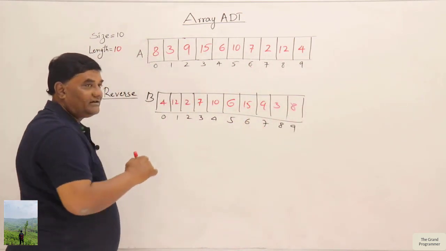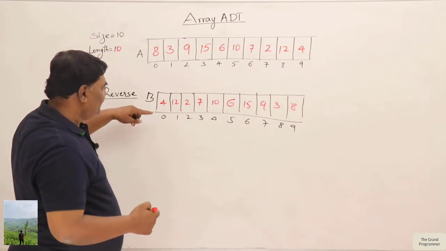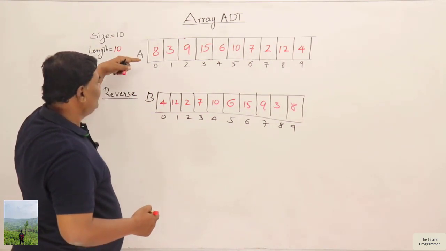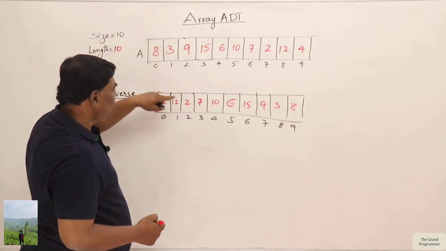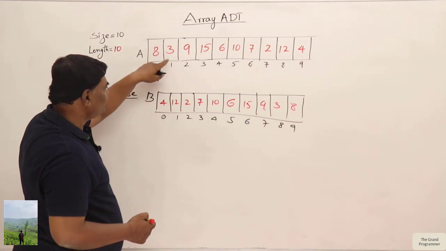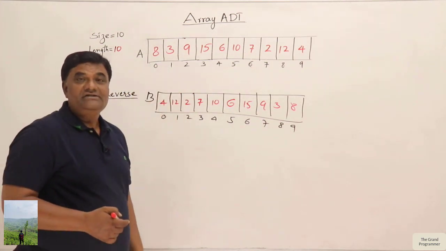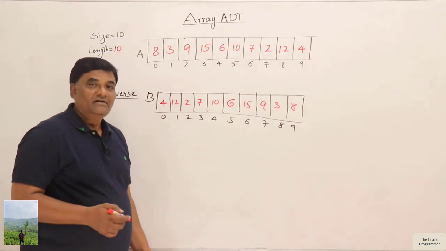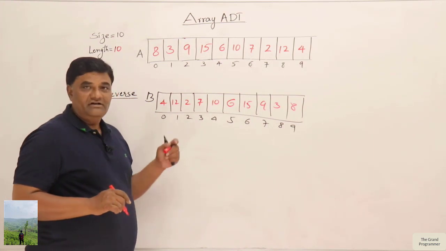So the elements are reverse copied. Now we will copy these elements back into the original array. So corresponding elements, same location elements will be copied. So this becomes 4, then this becomes 12, and this becomes 2. So we'll replace the elements in the original array. So this is the first method. In the first method we require an extra array.